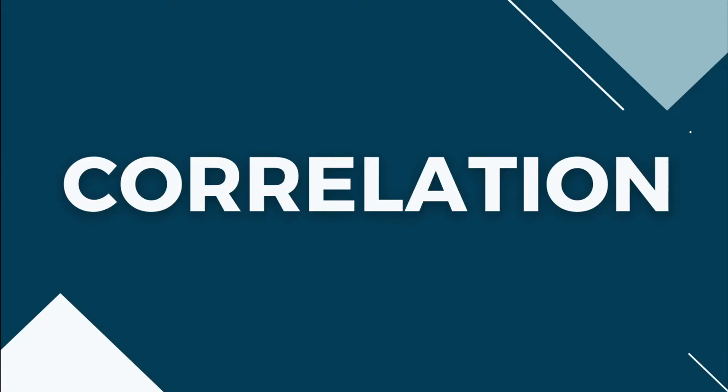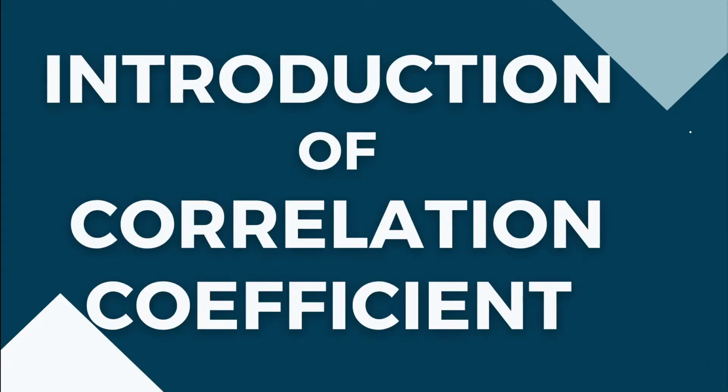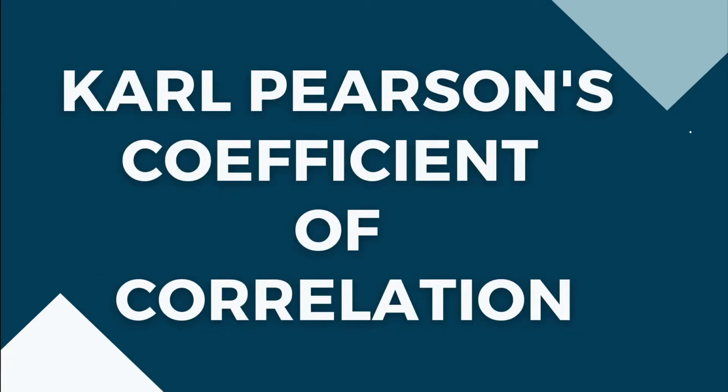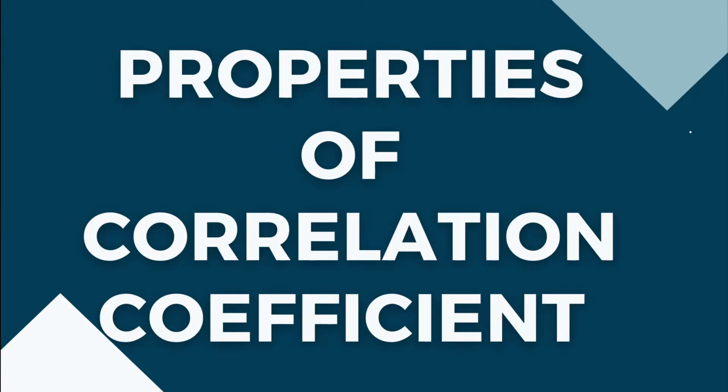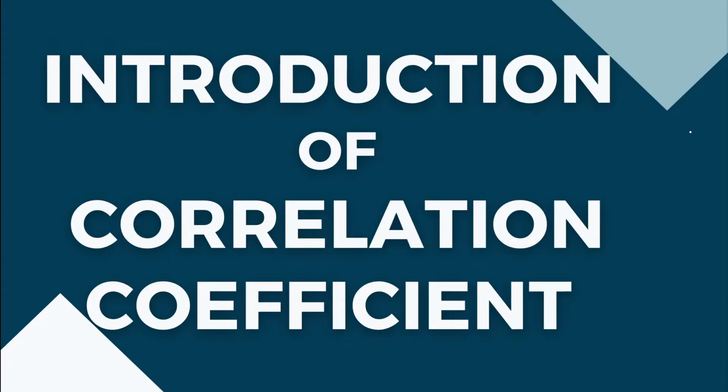The topic of today's lecture is correlation. In the correlation, we will discuss 4 points. The first point is introduction of correlation coefficient. The second point is Karl Pearson's coefficient of correlation. And in the third point, we will discuss the interpretation of correlation coefficient. In the fourth and last point, we will discuss the properties of correlation coefficients one by one. So we shall start with the first point, introduction of correlation coefficient.